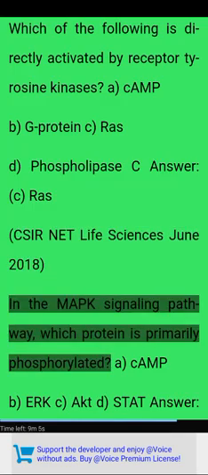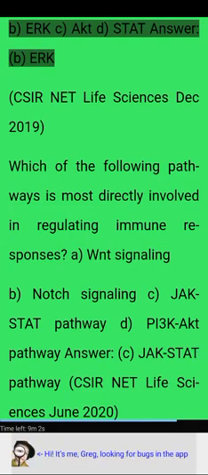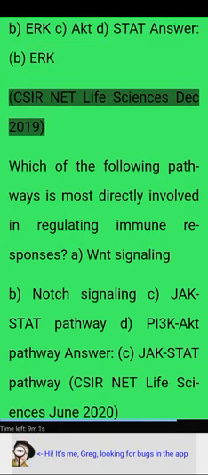In the MAPK signaling pathway, which protein is primarily phosphorylated? A. cAMP. B. ERK. C. AKT. D. STAT. Answer: B. ERK. CSIR NET Life Sciences December 2019.